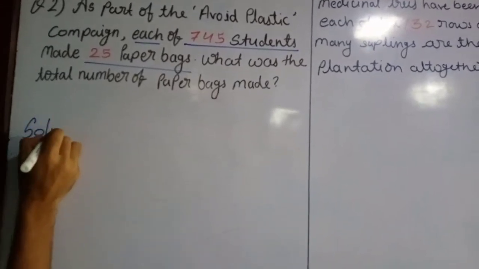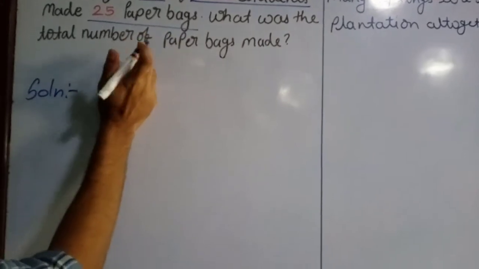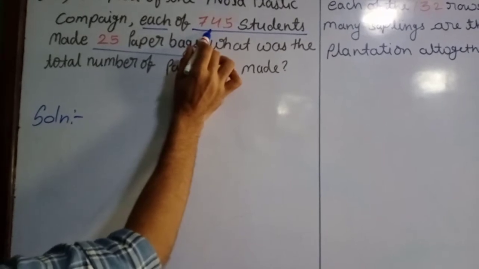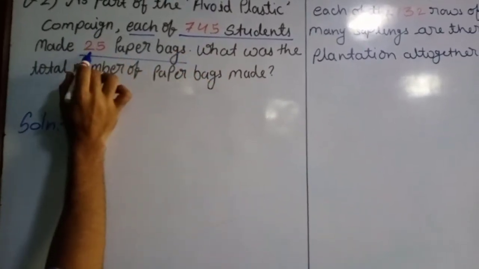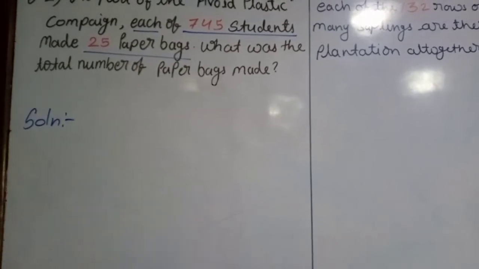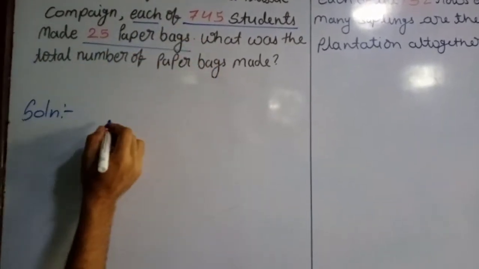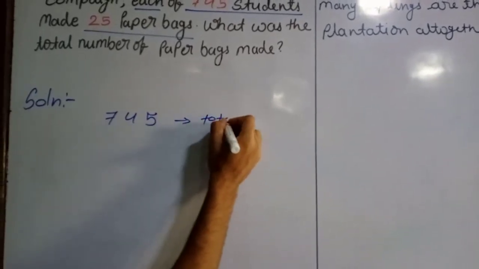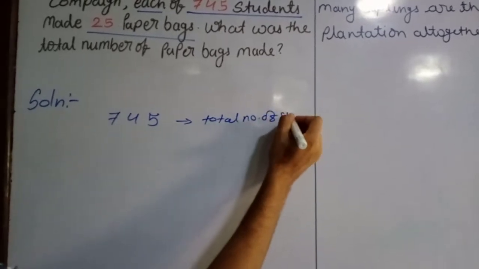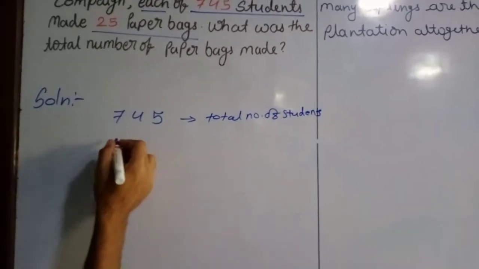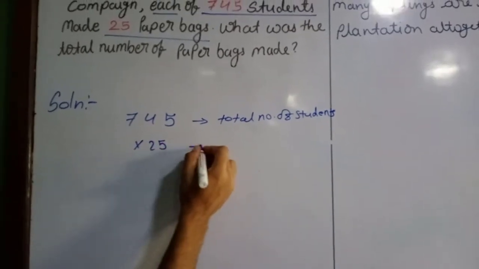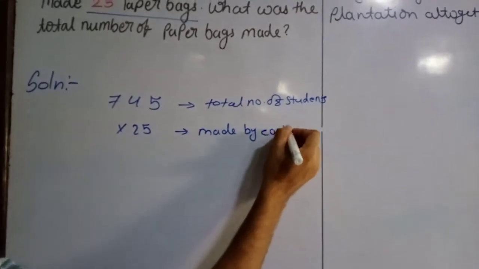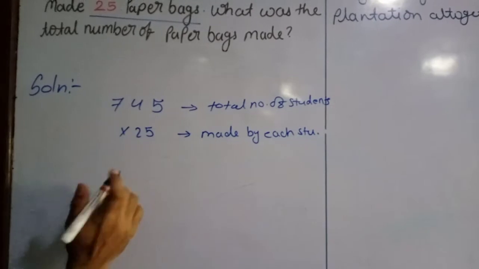So let's start. Whenever you have numbers in your sums, just concentrate on that. If there are 745 students and one made 25, how can we get the total number of bags? We have to multiply between these two numbers. So let's start. 745, that is the total number of students, multiplied by 25, that is the bags made by each student.